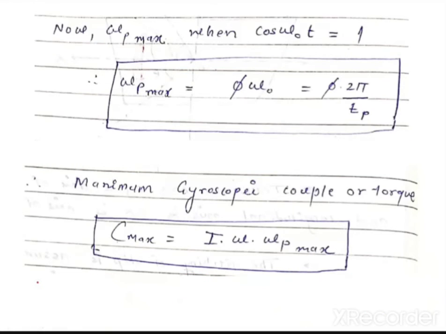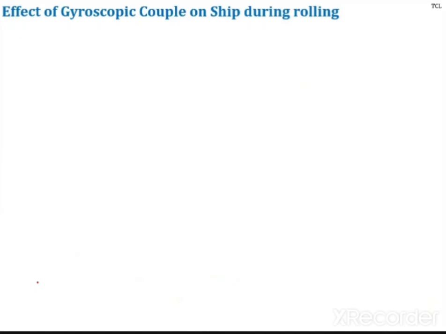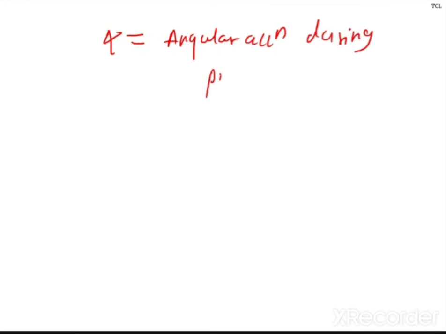Now tell me, have you understood up to here? Have you understood this? Okay. And finally, if you want to find the angular acceleration, now what is angular acceleration? Alpha is equal to omega into omega p, which is also called the gyroscopic acceleration. Now in which case, in the pitching case, if you want to calculate the angular acceleration, meaning alpha is equal to the angular acceleration during pitching.